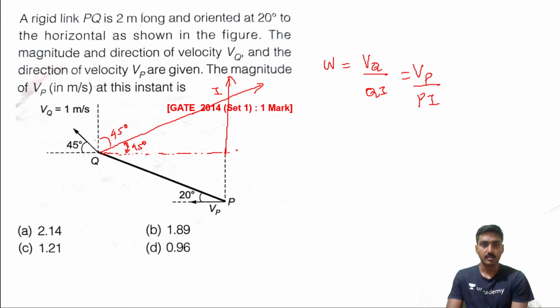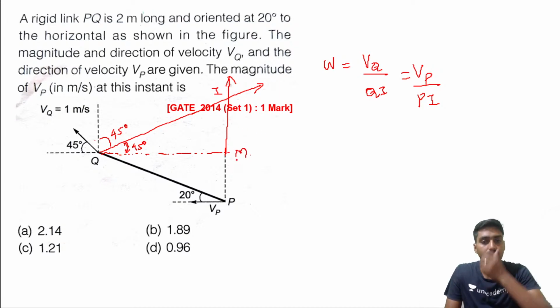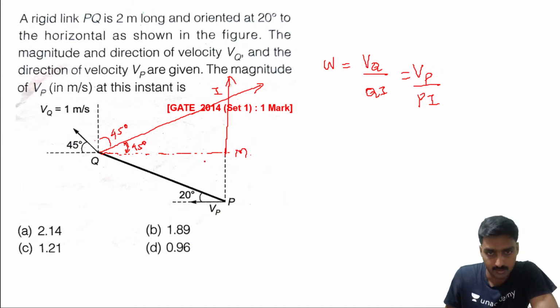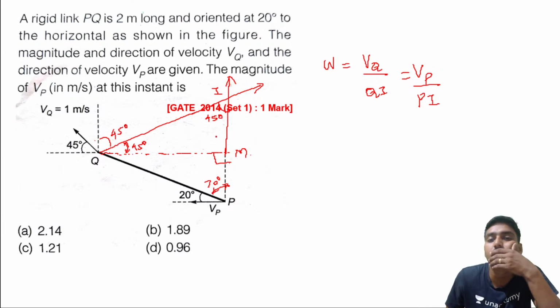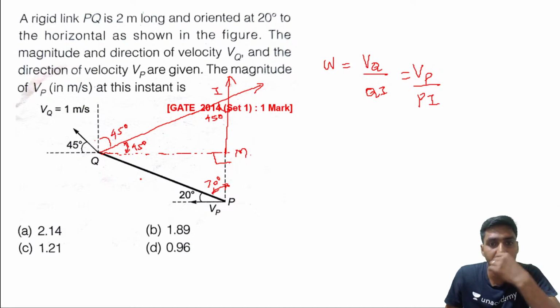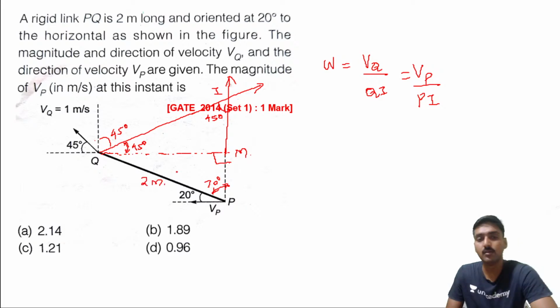Now consider it's M. I'm mentioning it as M. Here it's 90 degree. It's 70 degree. Here also it's 90. It belongs to 45. Now the total length, what will be the length? PQ is equal to 2 meter.